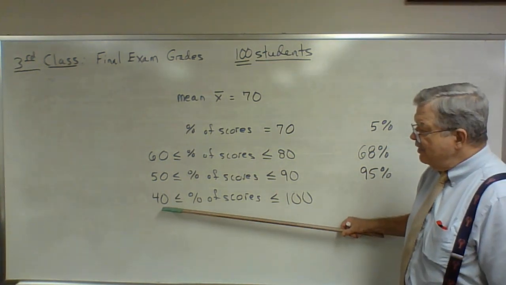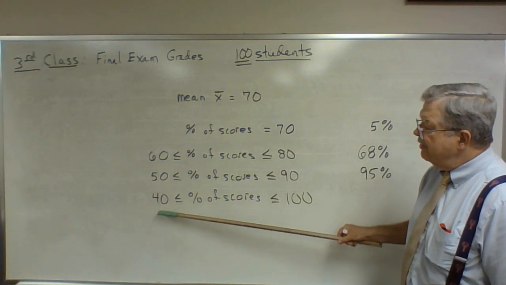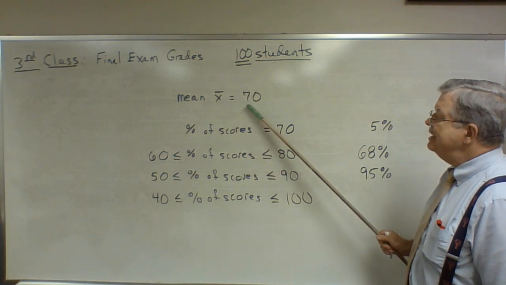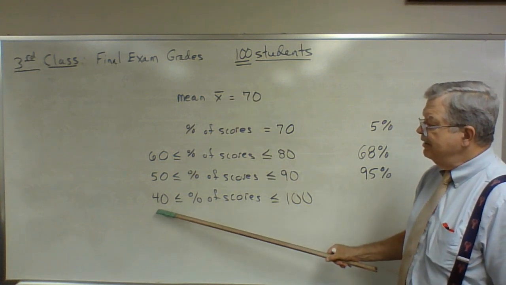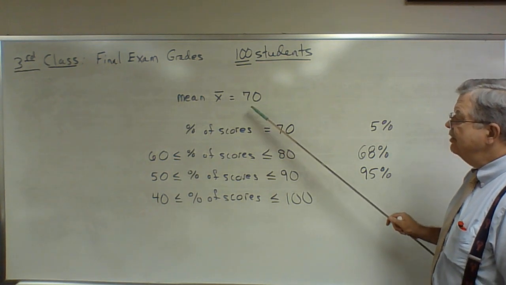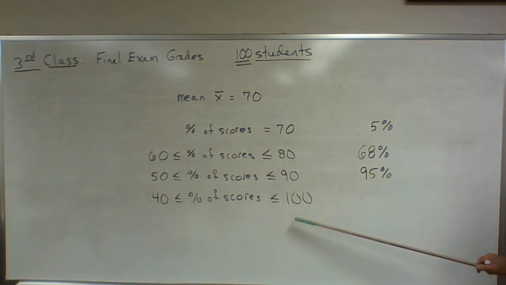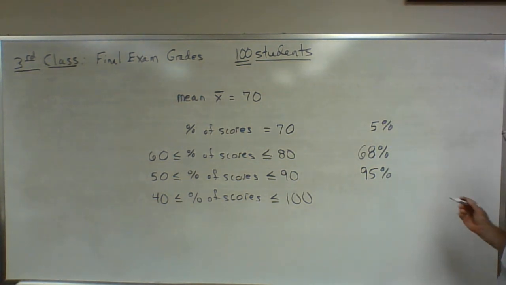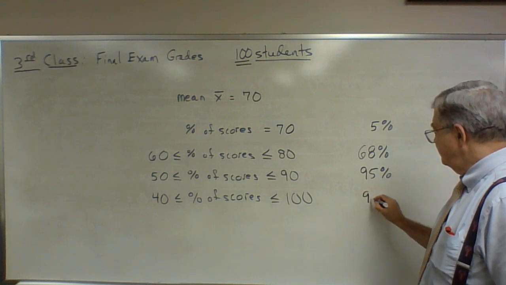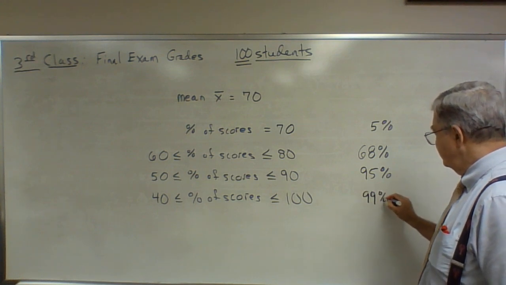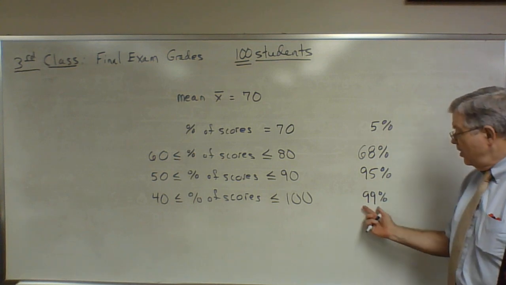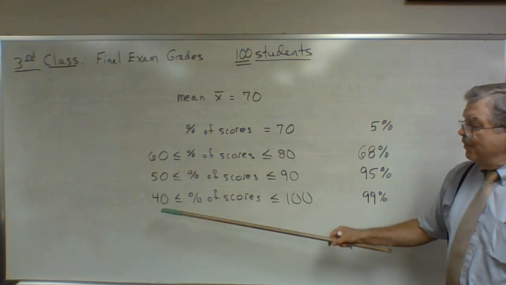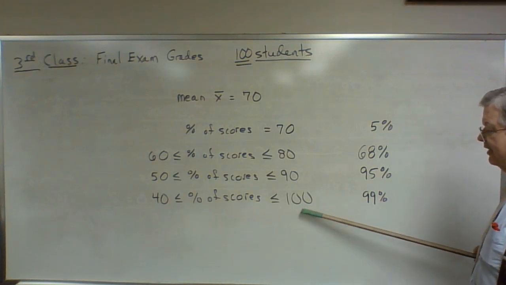Now I'm going to widen the category a little bit. I'm going to go 30 points below the class average. The class average, the mean is 70. I'm going to go 30 points below that, and I'm going to go 30 points above that. The percentage of scores that were between 40 and 100, 99%. All of my 100 students except for one got within 30 points either way of the class average.